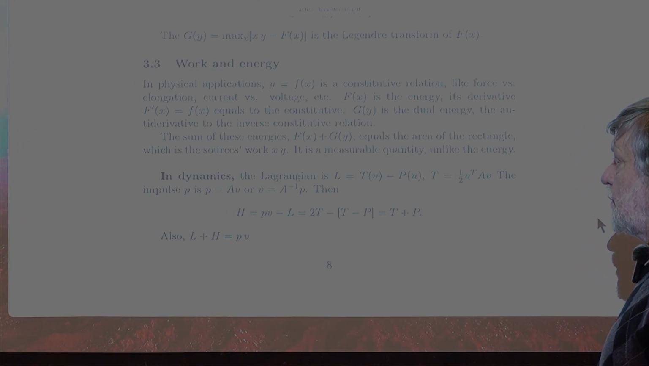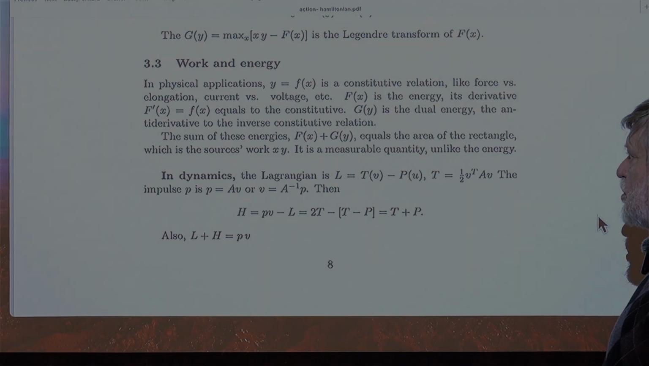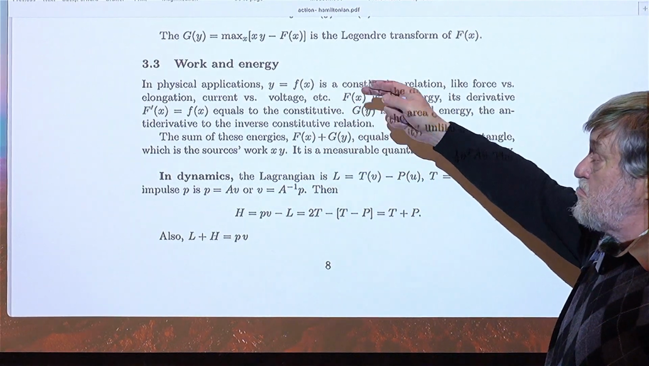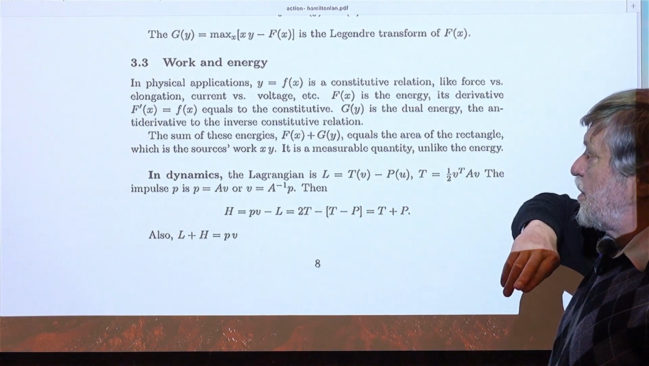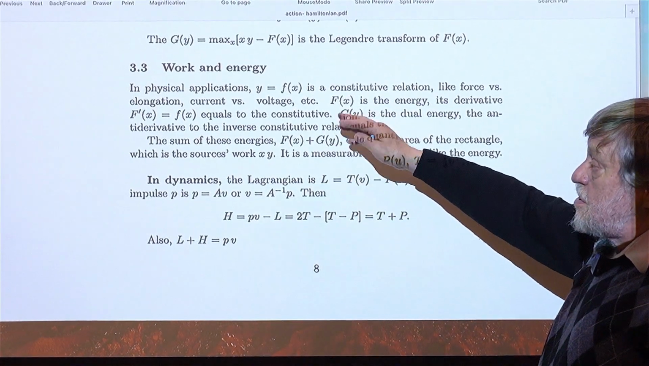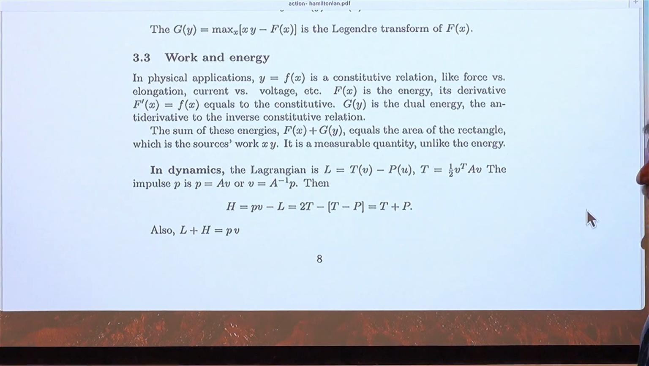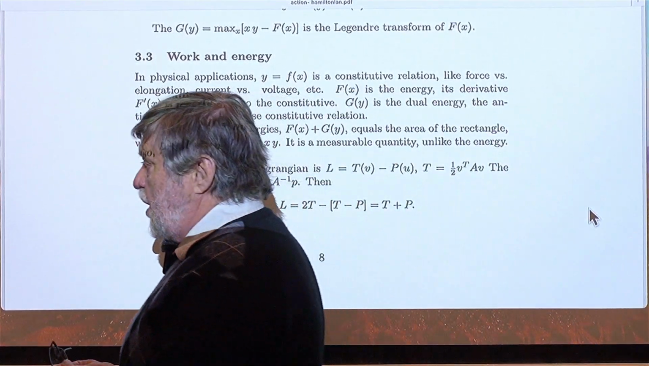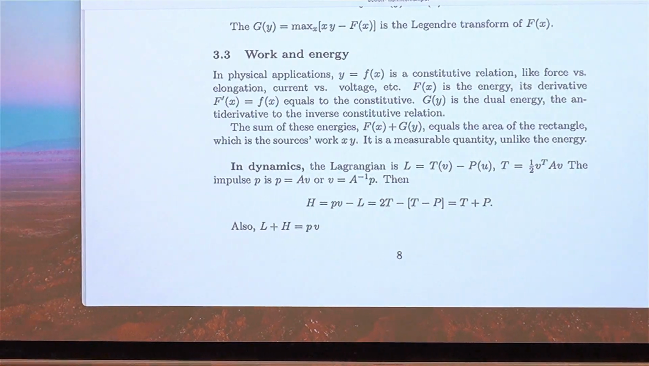That is the feature of dynamical problems. In other physical applications, f could be not linear. It could be any constitutive relation like force versus elongation, current versus voltage, etc. And this curve could be monotonic, but not necessarily linear. And then these two energies and complementary energies are not equal to each other, but the sum of them is always equal to the work of external forces.